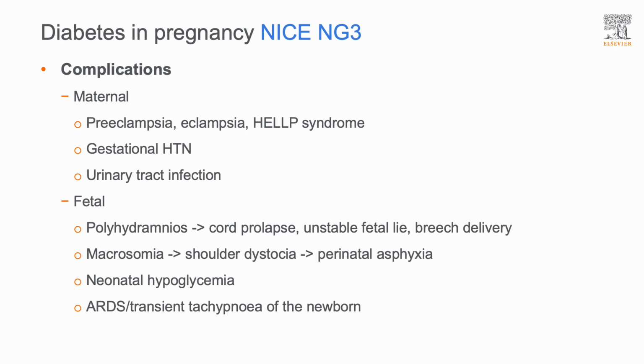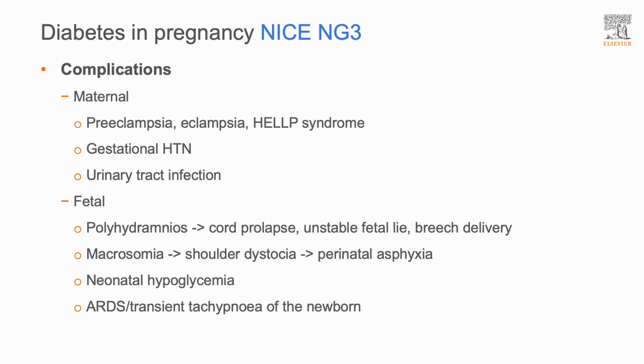There are many complications of diabetes in pregnancy, both gestational diabetes and pre-existing diabetes. Maternal complications include preeclampsia, eclampsia and HELLP syndrome, an increased risk of development of gestational hypertension, and urinary tract infections. Fetal complications include polyhydramnios, so increased amniotic fluid volume around the fetus, which can increase the risk of umbilical cord prolapse and unstable fetal lie and breech delivery and the associated complications of these.